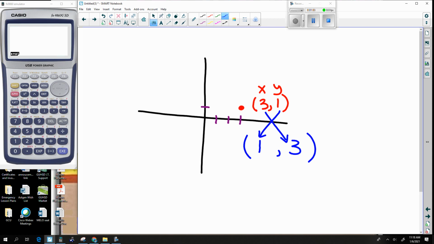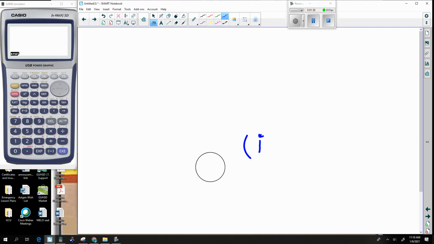So the inverse of (3, 1) would be at the point 1, 3. This would be the inverse of that point right there. That is what the inverse is. So an inverse very basically is the x's become y's and the y's become x's.